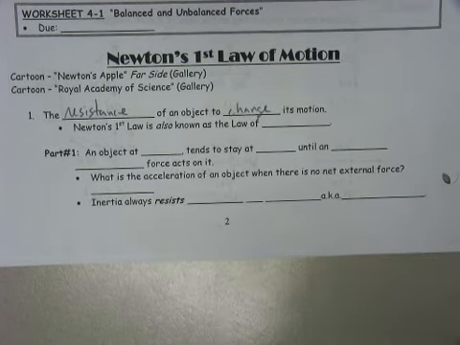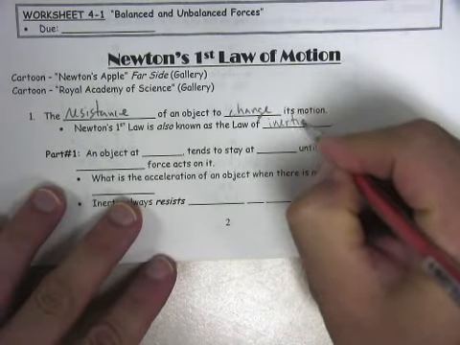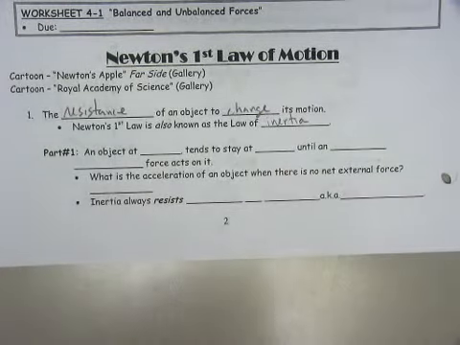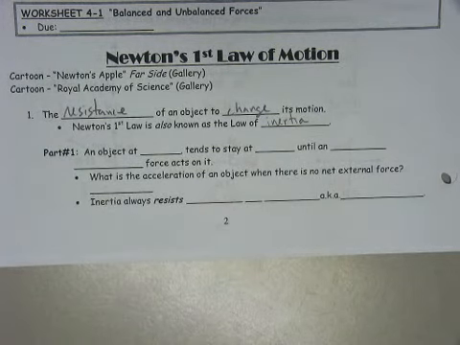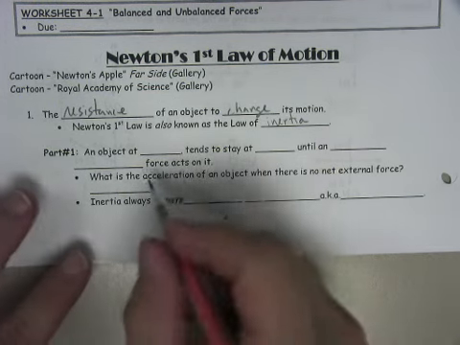We give that whole concept a name, and it's called inertia. So inertia is the resistance of an object to change its motion. So when you hear Newton's first law of motion, you want to think of inertia. And when you think of inertia, you want to think of Newton's first law of motion. Those two mean the same thing. And Newton's first law of motion has two parts, and those two parts I'm sure you've already heard of. So let's go through and define those.